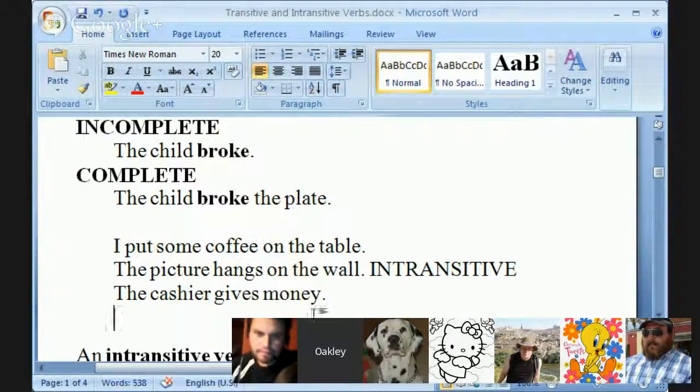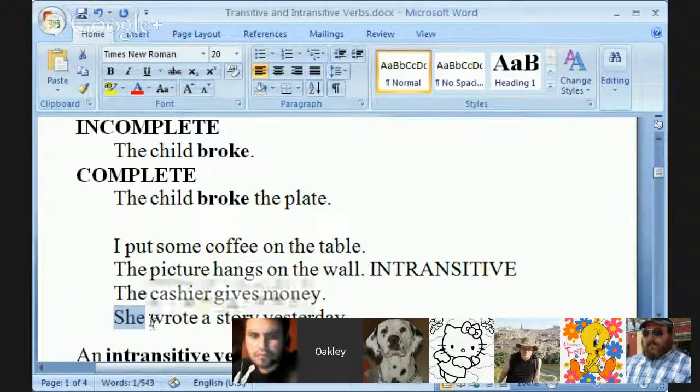Anastasia. Okay. She wrote a story yesterday. Whoops. Sorry. She, subject, wrote a story. Okay. Fine. Yep. Subject, she, verb, wrote, and followed by an object noun. A story, and then, sure, a little time clause, no problem.